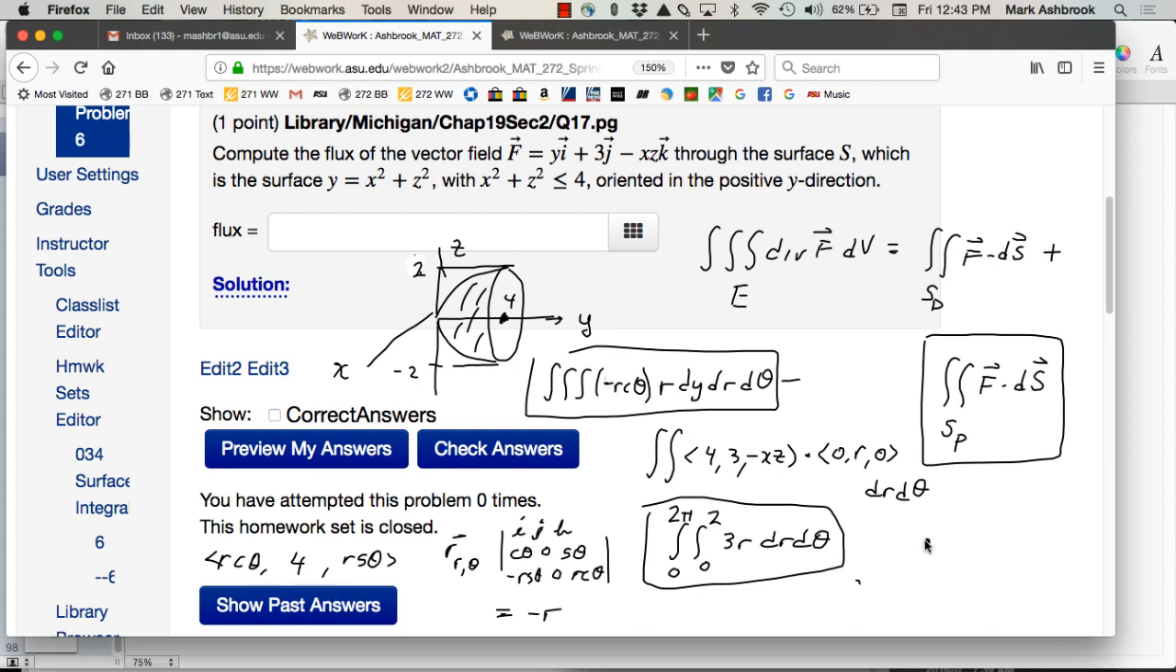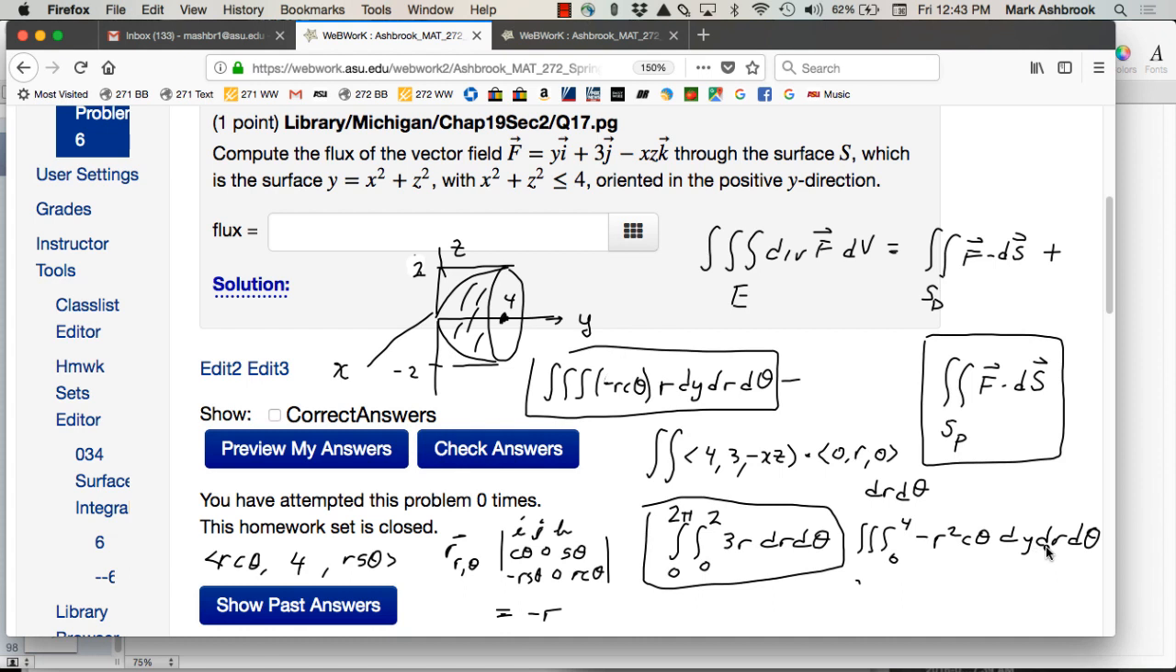So what is this? Minus r squared cosine theta times... and it'll be on the video. I'll leave the video running. Y goes from... oh, this is the triple integral. So 0 to 4.